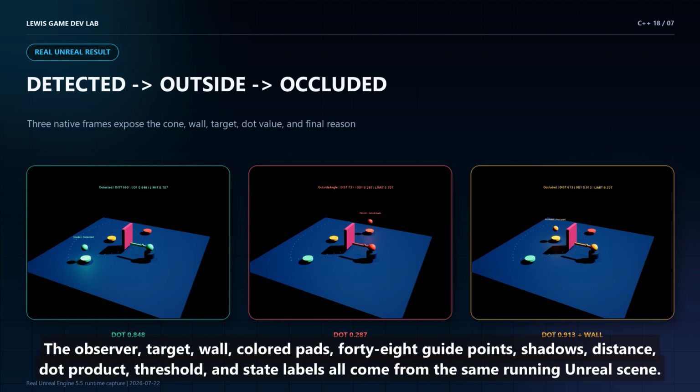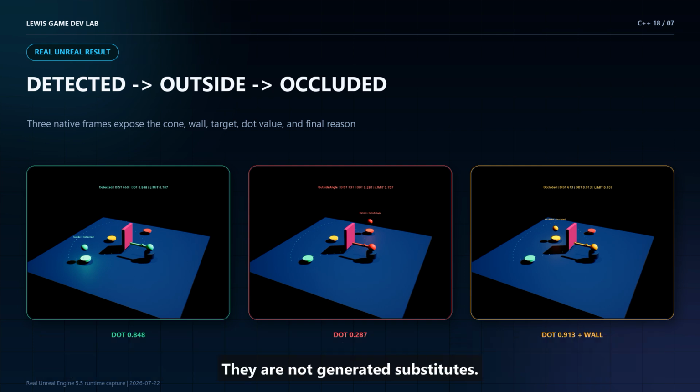The observer, target, wall, colored pads, 48 guide points, shadows, distance, dot product, threshold, and state labels all come from the same running Unreal scene. They are not generated substitutes.